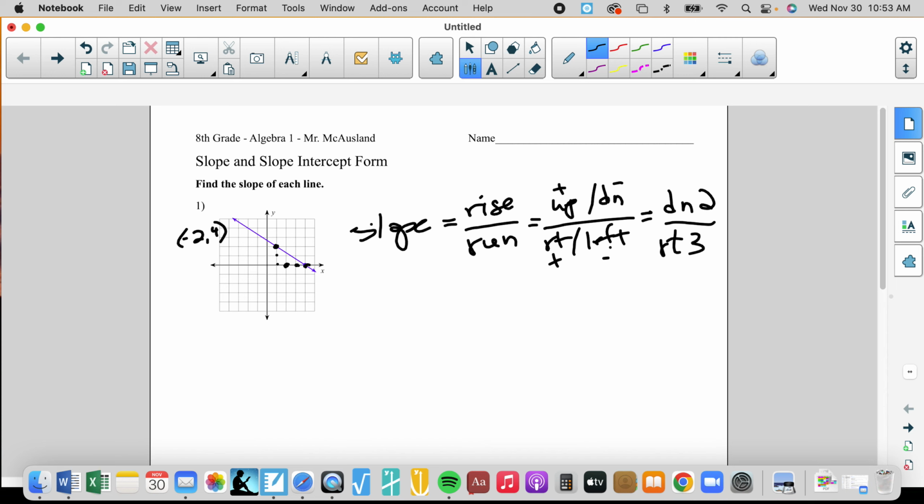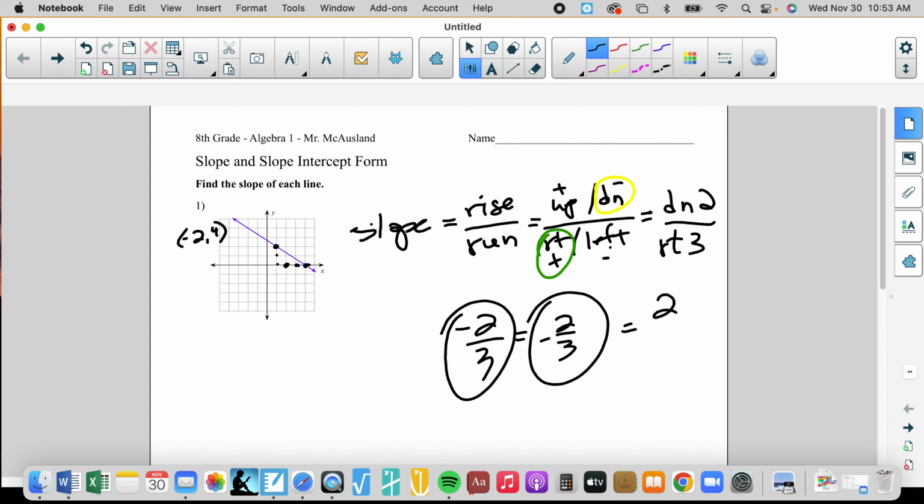So down is negative. So down 2 equates to -2. And right is positive, so right 3 would be +3, so my slope is -2/3. I can write -2/3, I can write -2/3, or I can write 2 over -3. All three of these are the same values.